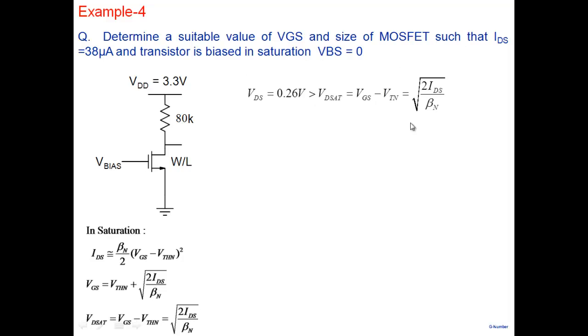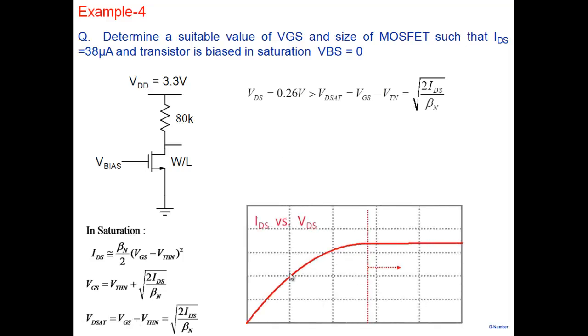Now it's up to us how much larger we want it to be. That information is not given. Note, this is the transistor characteristics. This is the linear region, and this is the saturation region. What is given in the problem is 0.26 here. The transistor has to be in saturation region, so we have to decide what the drain to source saturation voltage is.